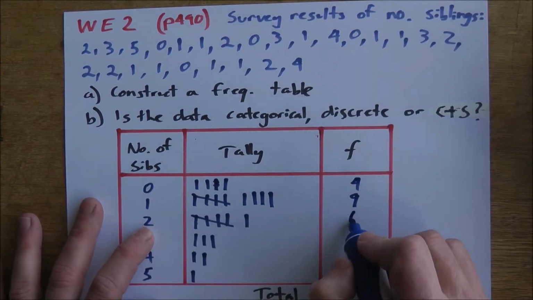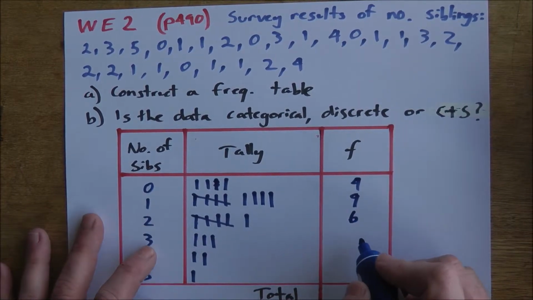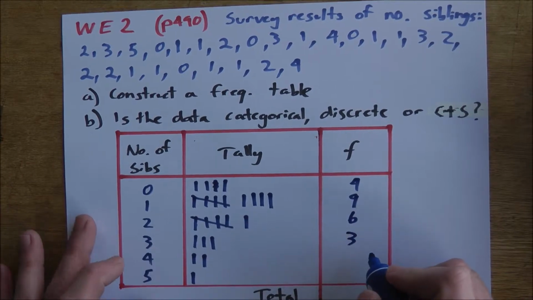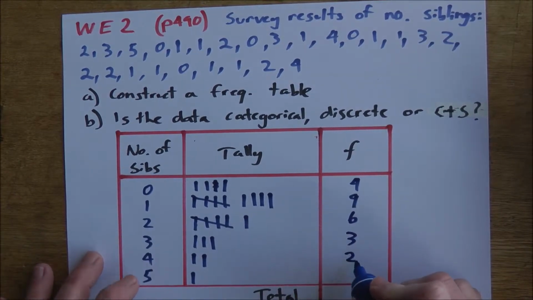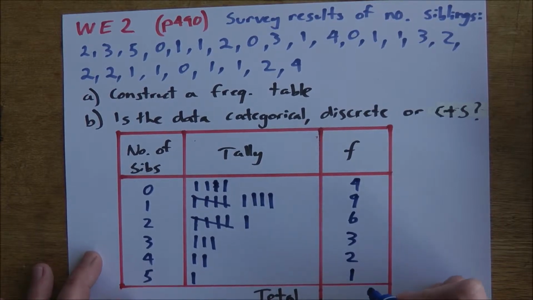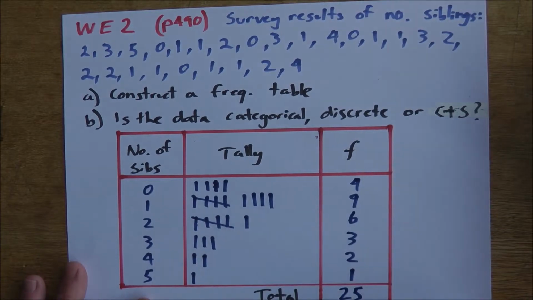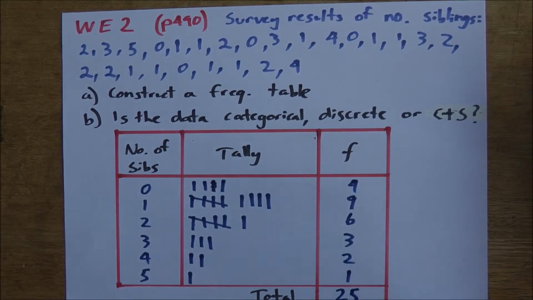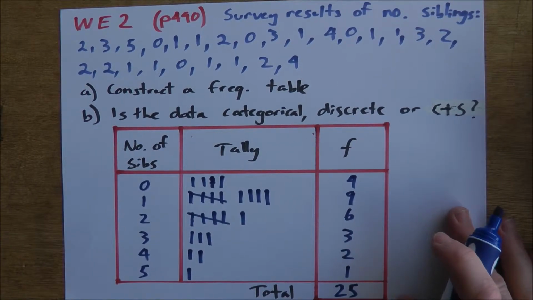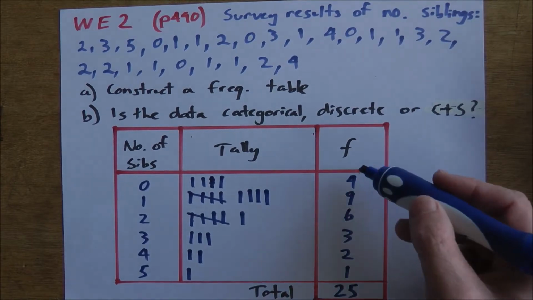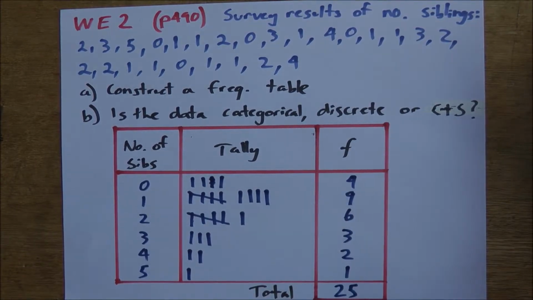5 and 1 is 6. Had 2 brothers and sisters: 3 people had 3, 2 people had 4, and 1 person had 5. And if we add these up, it should equal 25, because our question from the textbook told us that there were 25 people surveyed. We add these numbers up, we get 25. There's our frequency distribution table.